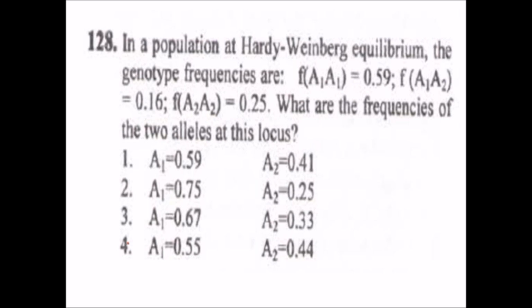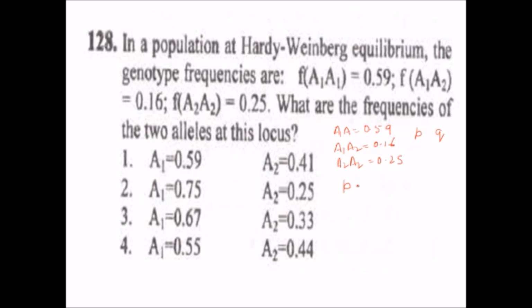In a population at Hardy-Weinberg equilibrium, the genotype frequencies are, for A1 A1 is 0.59, for the heterozygous A1 A2 is 0.16, and for homozygous A2 A2 is 0.25. Now here we have to calculate the frequencies of the two alleles at this locus. It means we have to calculate the value of P and Q. So what is the value of P?